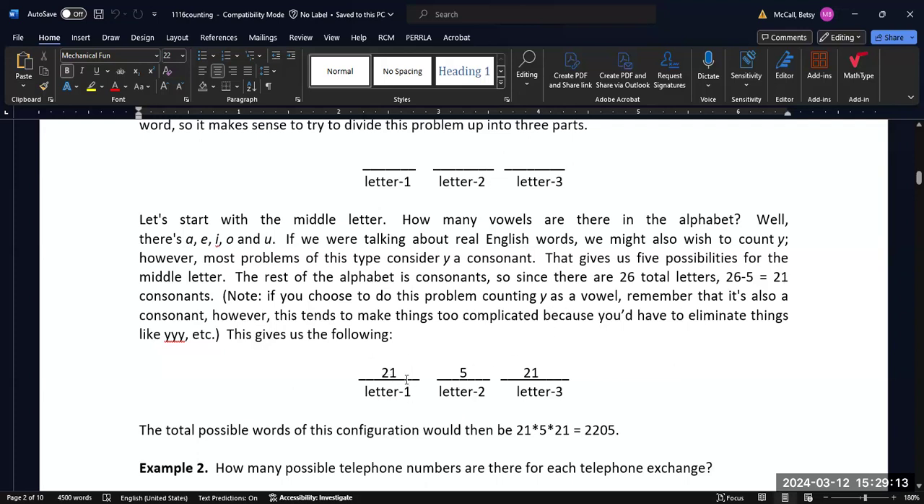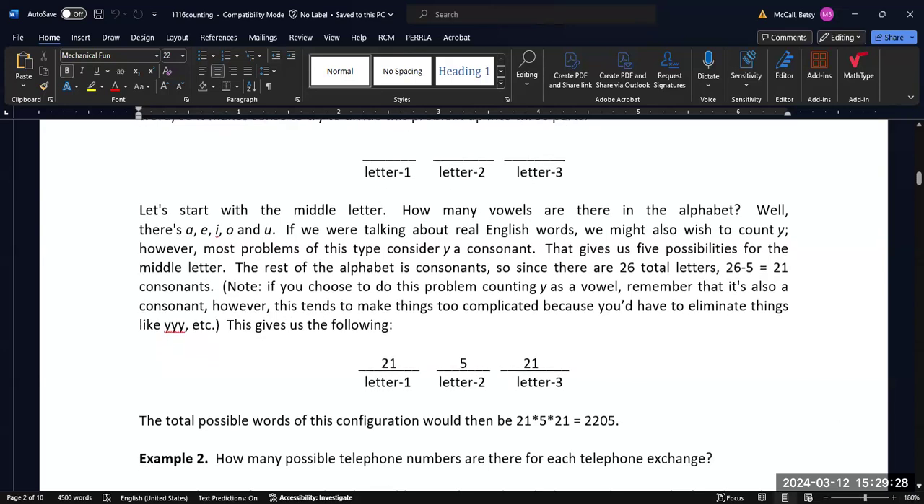And therefore 21 would go in the first space and 21 would go in the third space. Then we would multiply these together to get the total number of options. So 21 times 5 times 21 turns out to be 2205.